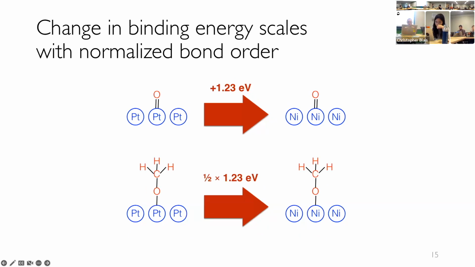For something like oxygen, it's similar, but since we can only have 2 bonds to the surface, for the single oxygen atom, we scale it by this change in the binding energy. And when we have only a single bond to the surface, we'll scale it by 1/2. So it's 1 over the maximum number of bonds.